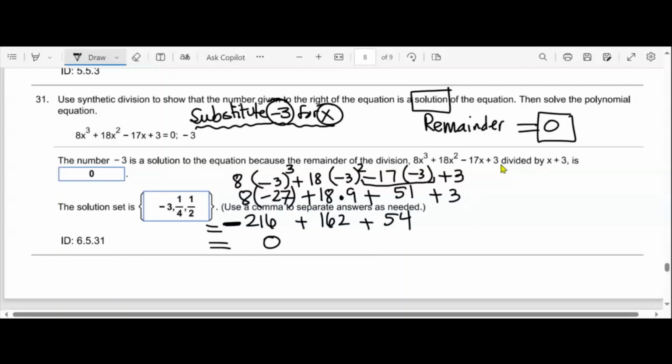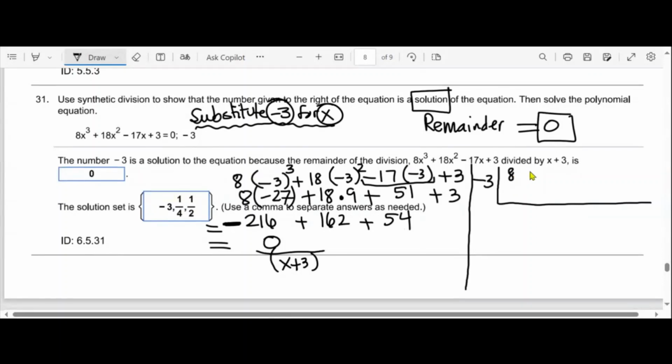Yes, exactly 0. It's a factor. So negative 3 is a root, which means x plus 3 is also a factor of this polynomial. Now he's asking you to solve it using synthetic division. Do you remember synthetic division, or did you forget about it? I remember it. Long division? No, synthetic.